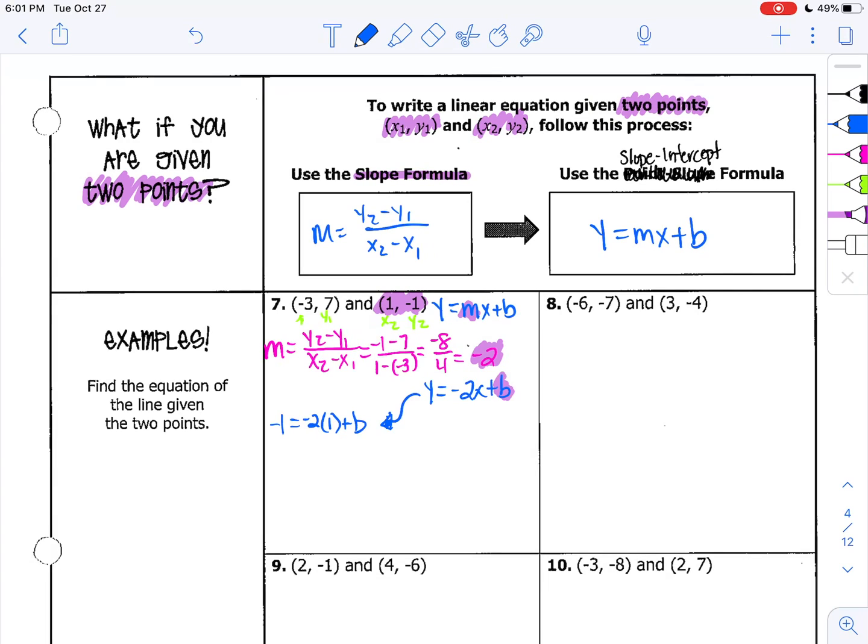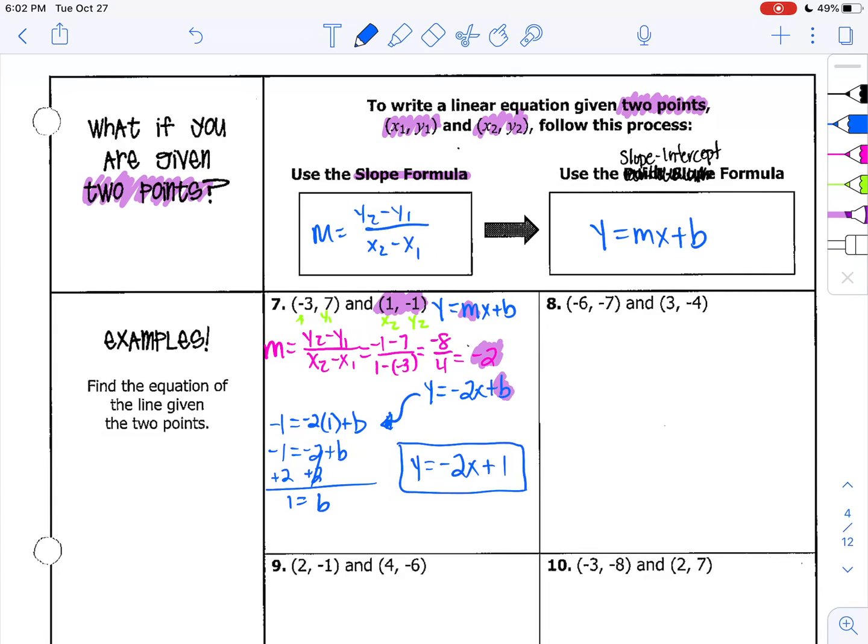And then we're going to solve this equation to find the value of b. -1 equals -2 times 1 is -2 plus b. Add 2 to both sides. -1 plus 2 is 1 equals b. So now that I have my b value, I can finish writing the equation of my line. y equals -2x plus 1. Remember, it's a plus 1 because the b value is a positive 1.